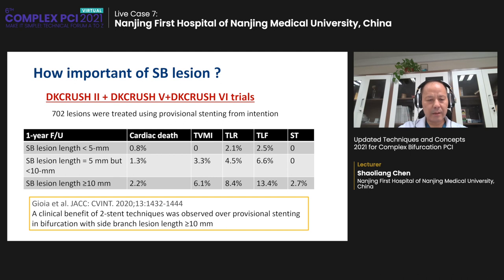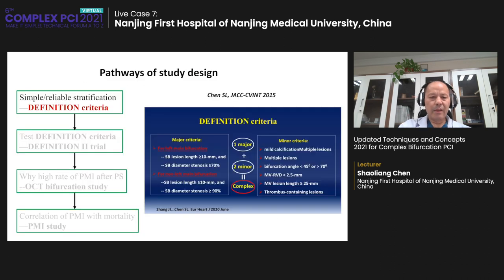So it clearly shows the strong correlation of side branch lesion length with major adverse events. Again, last year, Dr. Julia performed a meta-analysis to identify the cutoff value of side branch lesion length, 10 millimeters, to predict the 1 year clinical outcome. So from our past studies, which could be summarized in four steps.